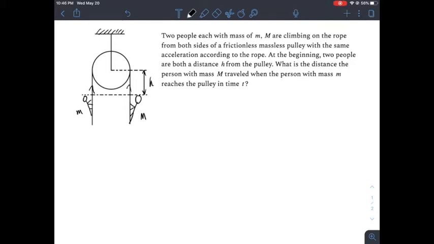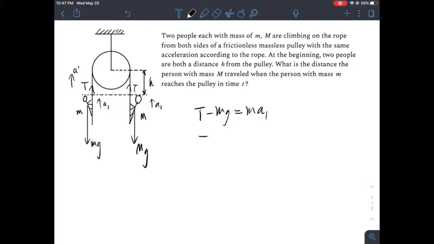So welcome back, guys. First, let's lay out all the forces here. We have two tension forces and two gravitational forces, one smaller and one bigger. Based on this situation, we also have an acceleration according to the rope, upward. We set it as a prime. That's the acceleration according to the rope, and they're the same. But what is the acceleration according to the ground? Well, both have to be climbing upward or downward somehow. So we define the acceleration of the first person according to the ground as a1 and the second one as a2.